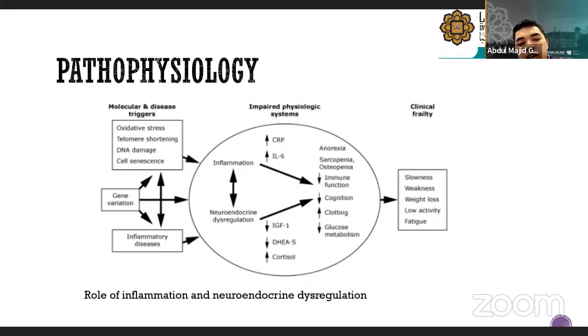The pathophysiology of frailty is postulated to have a role of inflammation and endocrine dysfunction, whereby the molecular disease is triggered because of oxidative stress, telomere shortening, and DNA damage, causing impact on the physiological system. And clinically, we can see based on clinical frailty, whereby the patient becomes slow, weak, with weight loss, low activity, and also fatigue.